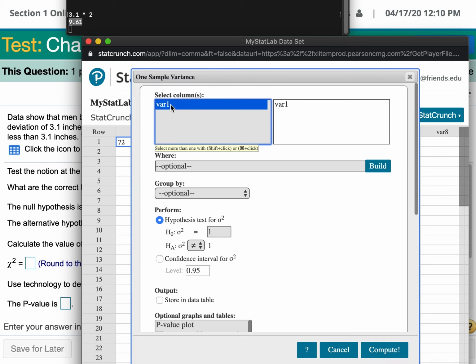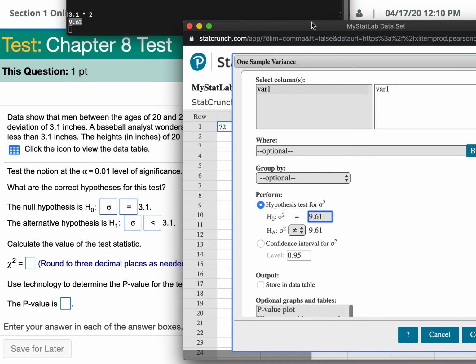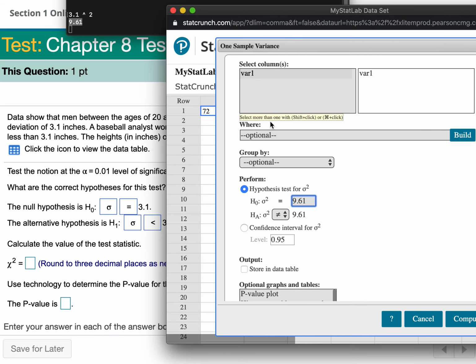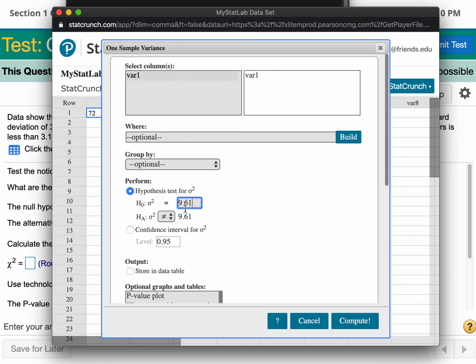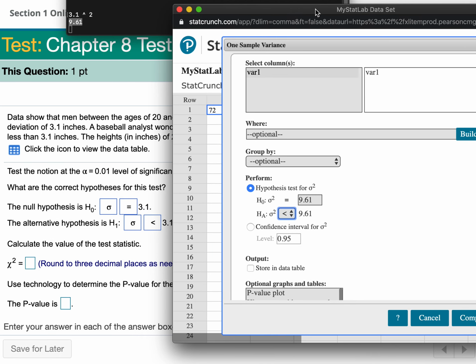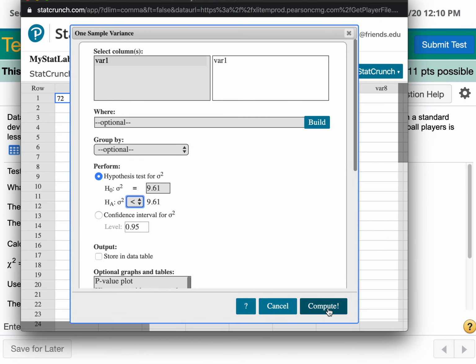So we're going to click on Stats, Variance Stats, One Sample with Data. We're going to select that column. Then we're going to do a hypothesis test for the variance. So the null is going to be the variance equals 9.61, and then the alternative is going to be that the variance, see that one says less than, so we choose less than as well. So we have to do a hypothesis test for variance where it's equal to 9.61 or less than 9.61. We have to do this in order to find out the hypothesis test that the standard deviation is equal to 3.1 or less than 3.1. Then we'll click Compute.